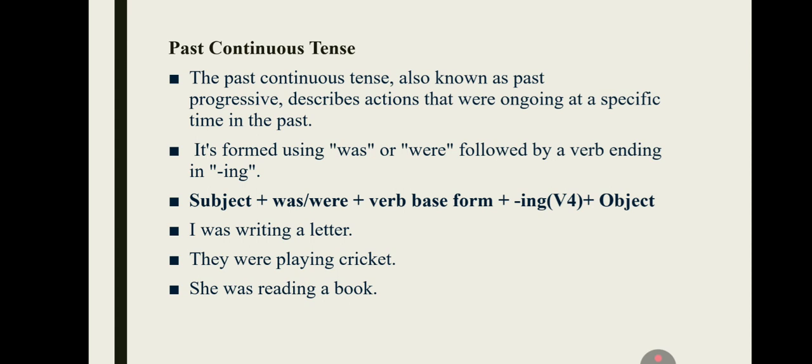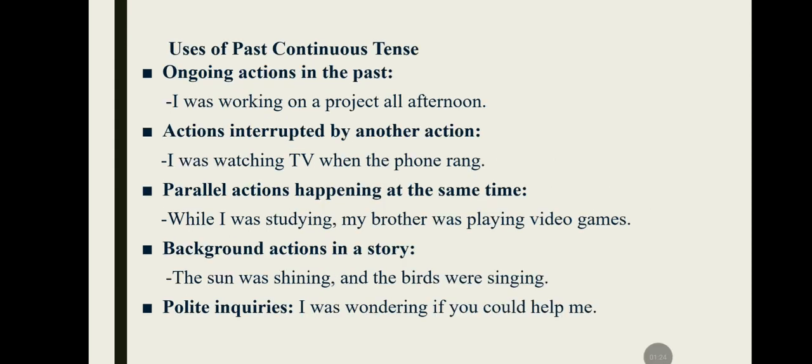They were playing cricket. She was reading a book. Let us see what are the uses of past continuous tense. First one, ongoing actions in the past. Example, I was working on a project all afternoon.